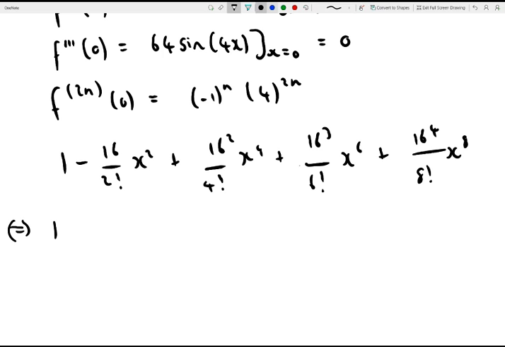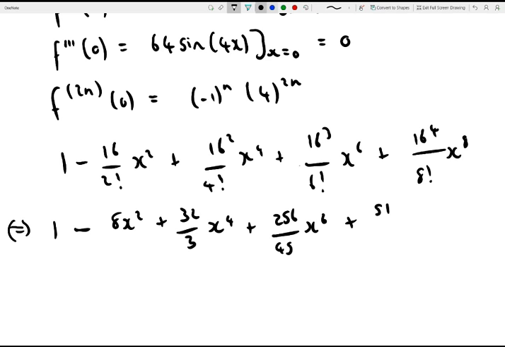the Taylor expansion is 1 minus 8x squared plus 32 over 3 x to the 4 plus 256 over 45 x to the 6 plus 512 over 315 x to the 8. And these are the first 5 terms in the Taylor expansion, so we're done. And another quick example.